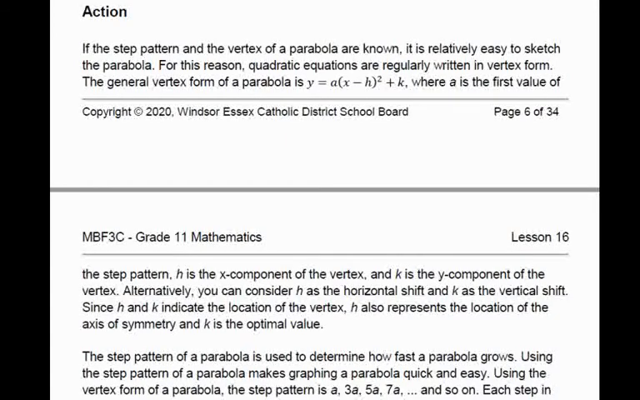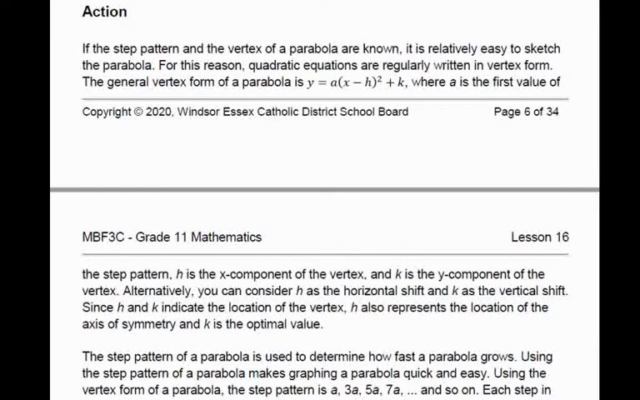And the reason why we call it vertex form is because the h and the k, reading from the equation, would then be the vertex of the parabola. So h is the x component, and k is the y component of the parabola's vertex, I should say.